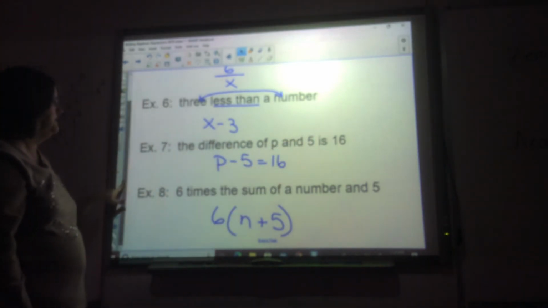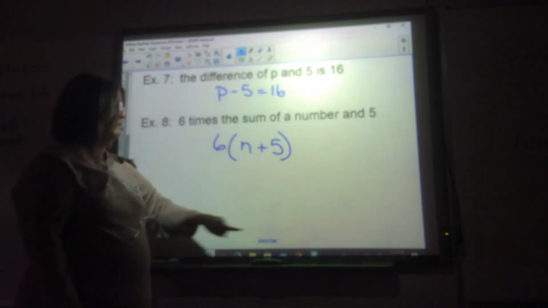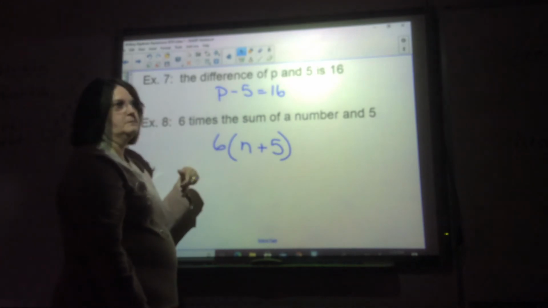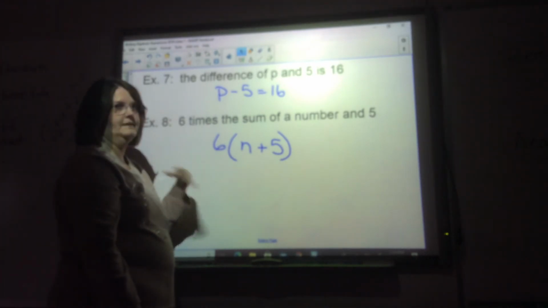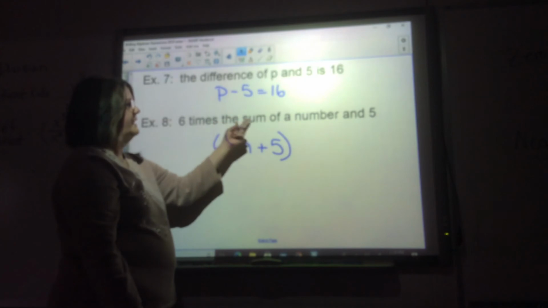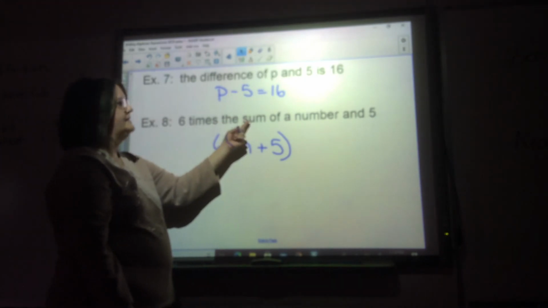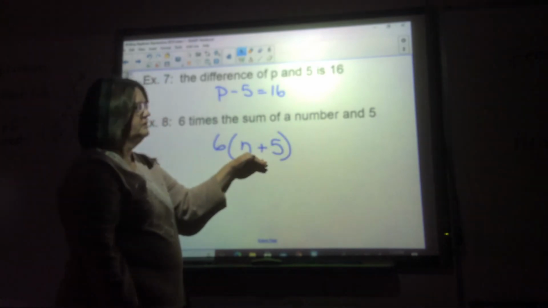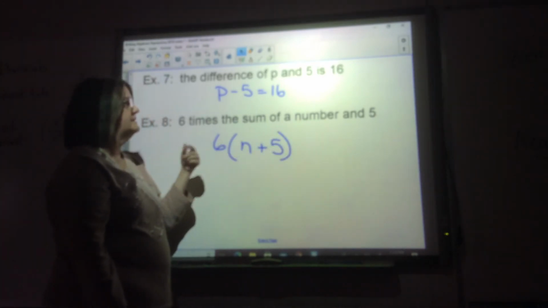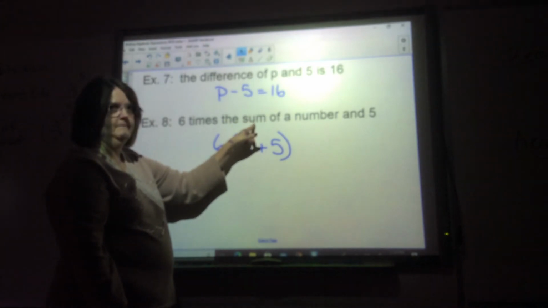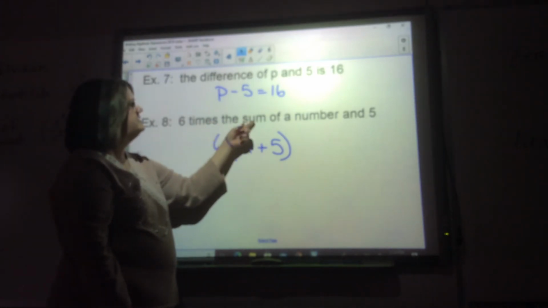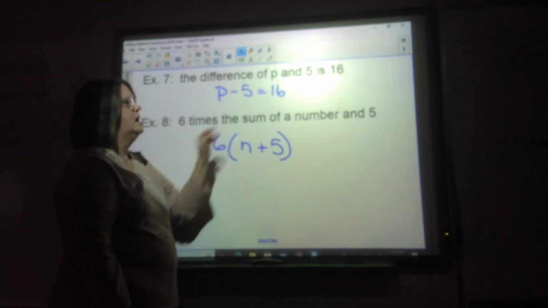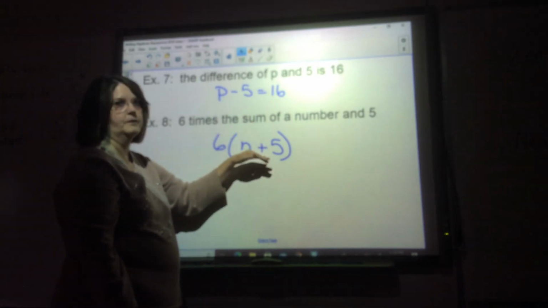6 times the sum of a number and 5. Okay, these are a little harder. 6 times, that's multiplication. What am I multiplying? I'm not just multiplying it by a number this time. I'm multiplying it by a sum. And it says the sum, what am I summing? A number and 5. So this is included in parentheses. That's because that's the only way I'm going to show a sum. So 6 times the sum, not 6 times a number and 5, but 6 times the sum of a number and 5. So I have to write that in parentheses.